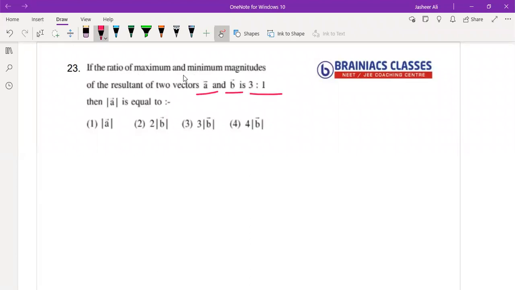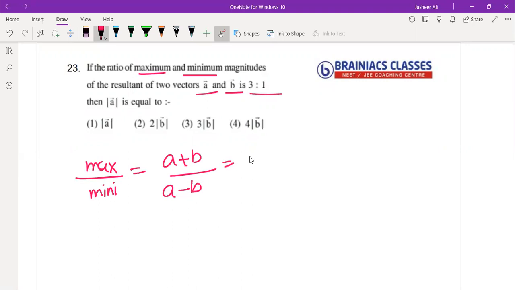Their magnitude ratio is given as 3:1. So maximum and minimum magnitude, this max divided by min. When will we get a vector to be maximum? If you are adding the vectors, you will get the maximum. If you are subtracting the vectors, you will get the minimum. Maximum means A plus B, minimum means A minus B. The ratio of maximum to minimum is given as 3:1.